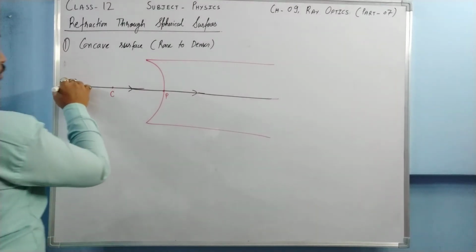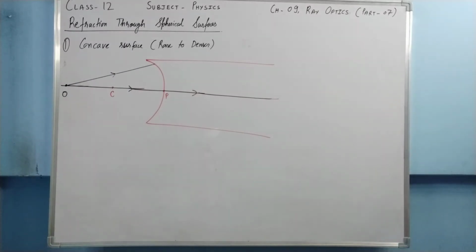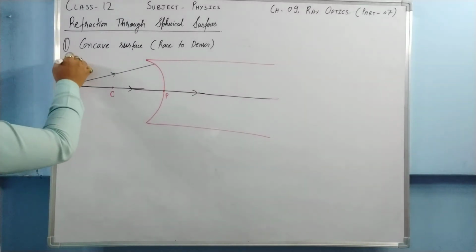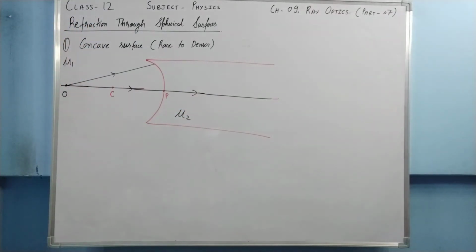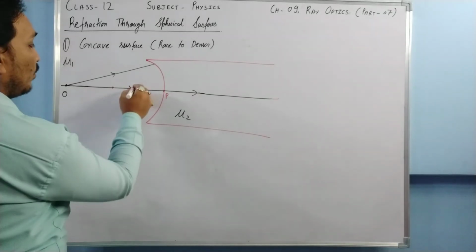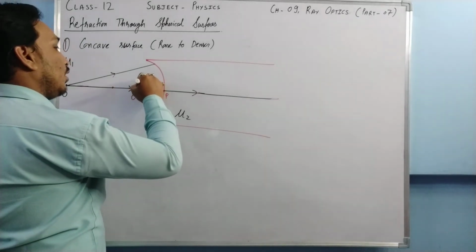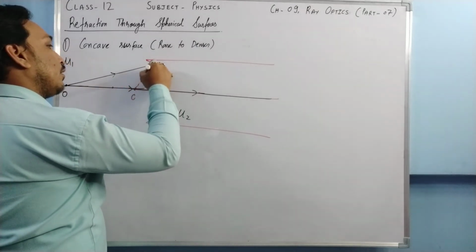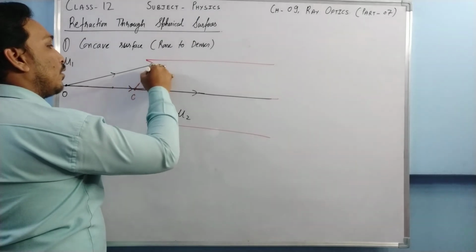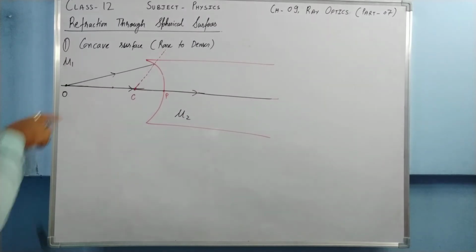Another ray falls on the spherical surface. Now what will happen? It will deviate. Now ray of light is moving from a rare medium to a denser medium. So basically it will bend towards the normal. It will bend towards the normal. Let the center of curvature be somewhere here. So from the center of curvature, if I draw a normal, so normal will be something like this.